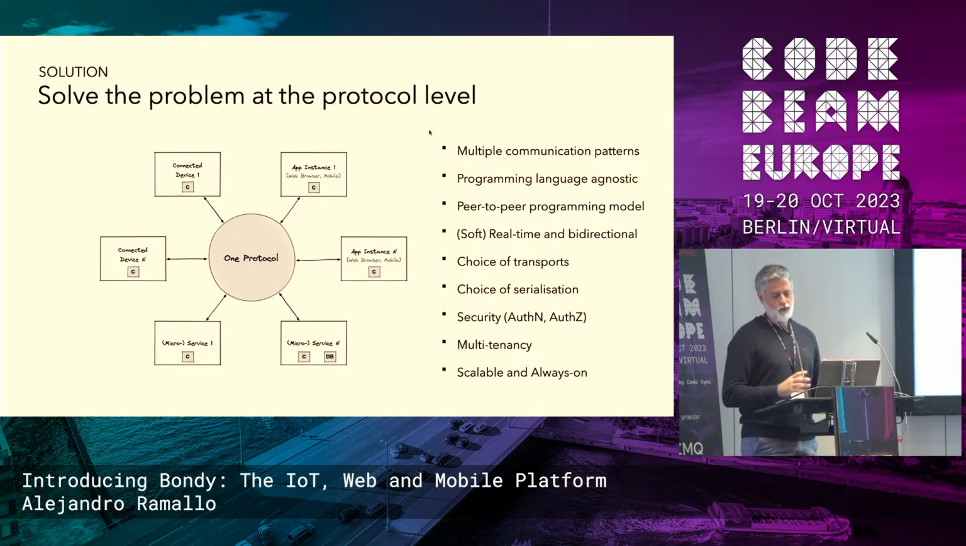So what we wanted was multiple communication patterns, primarily RPC and PubSub supported, programming language agnostic, a peer-to-peer programming model, software real-time, bidirectional. I need to have choice of transports, right? So depending on the device, I might not be able to use TCP, I might want to use WebSockets. Choice of serialization as well to facilitate the implementation and adoption of this protocol. It needs to provide security, multi-tenancy, and needs to be scalable and always on.